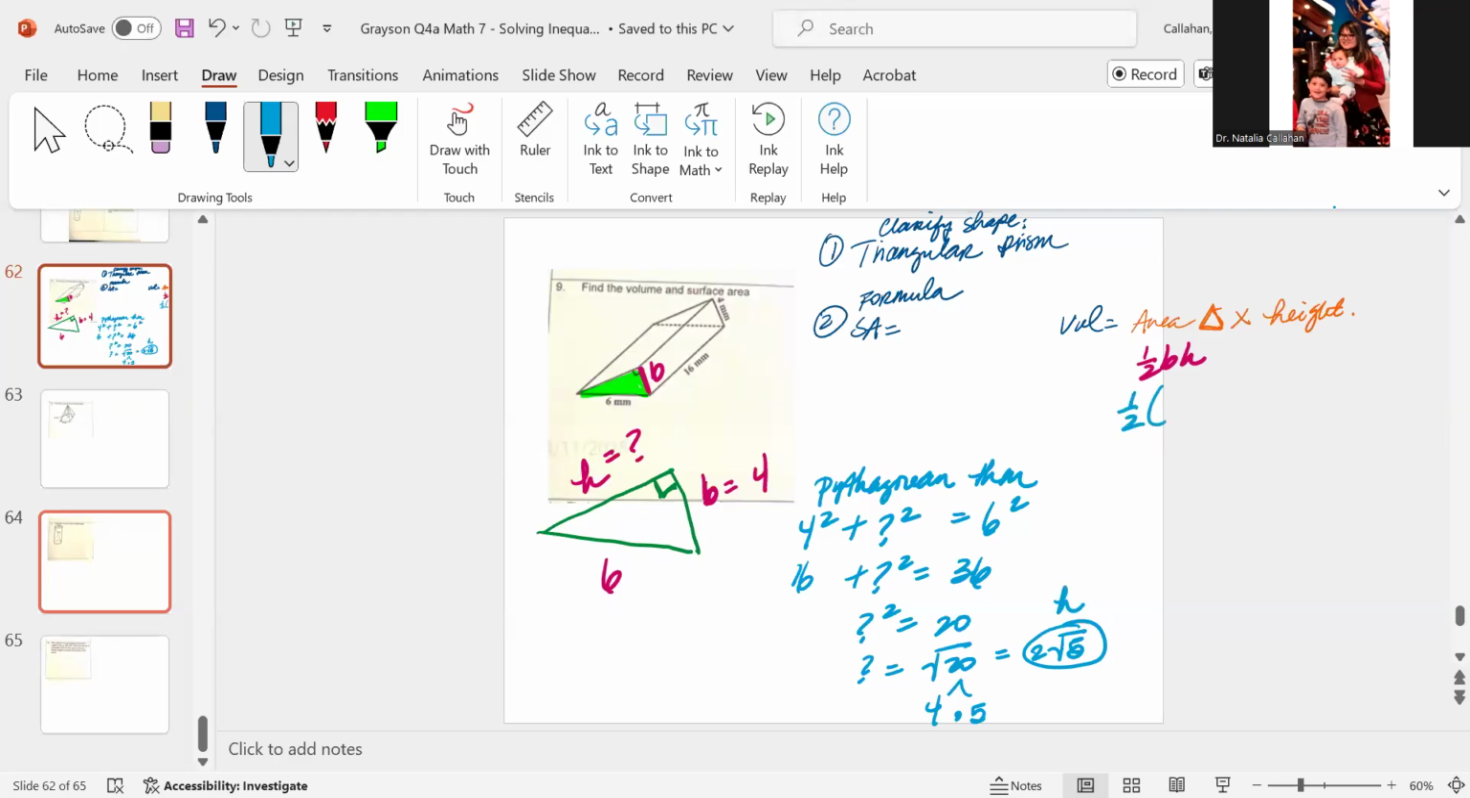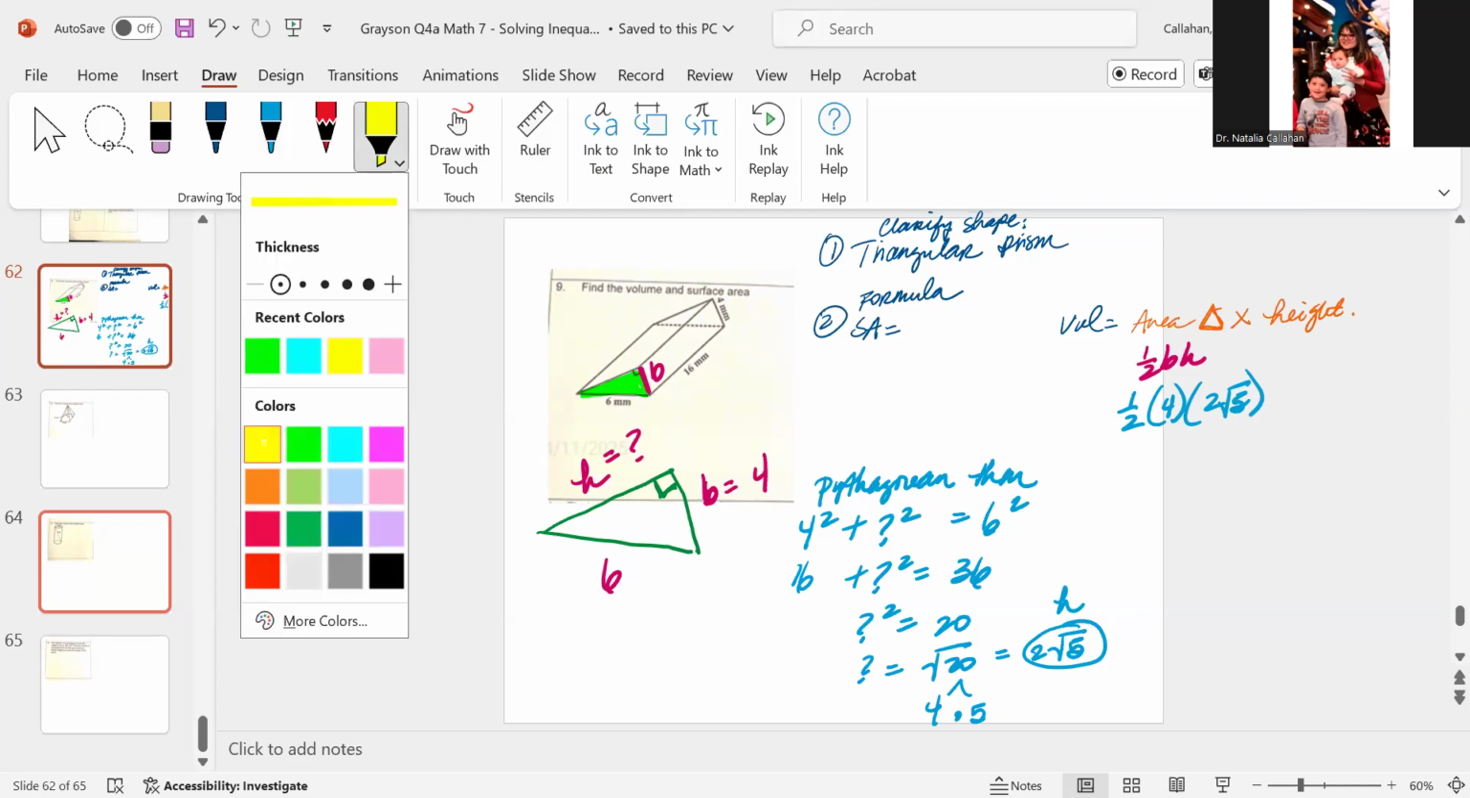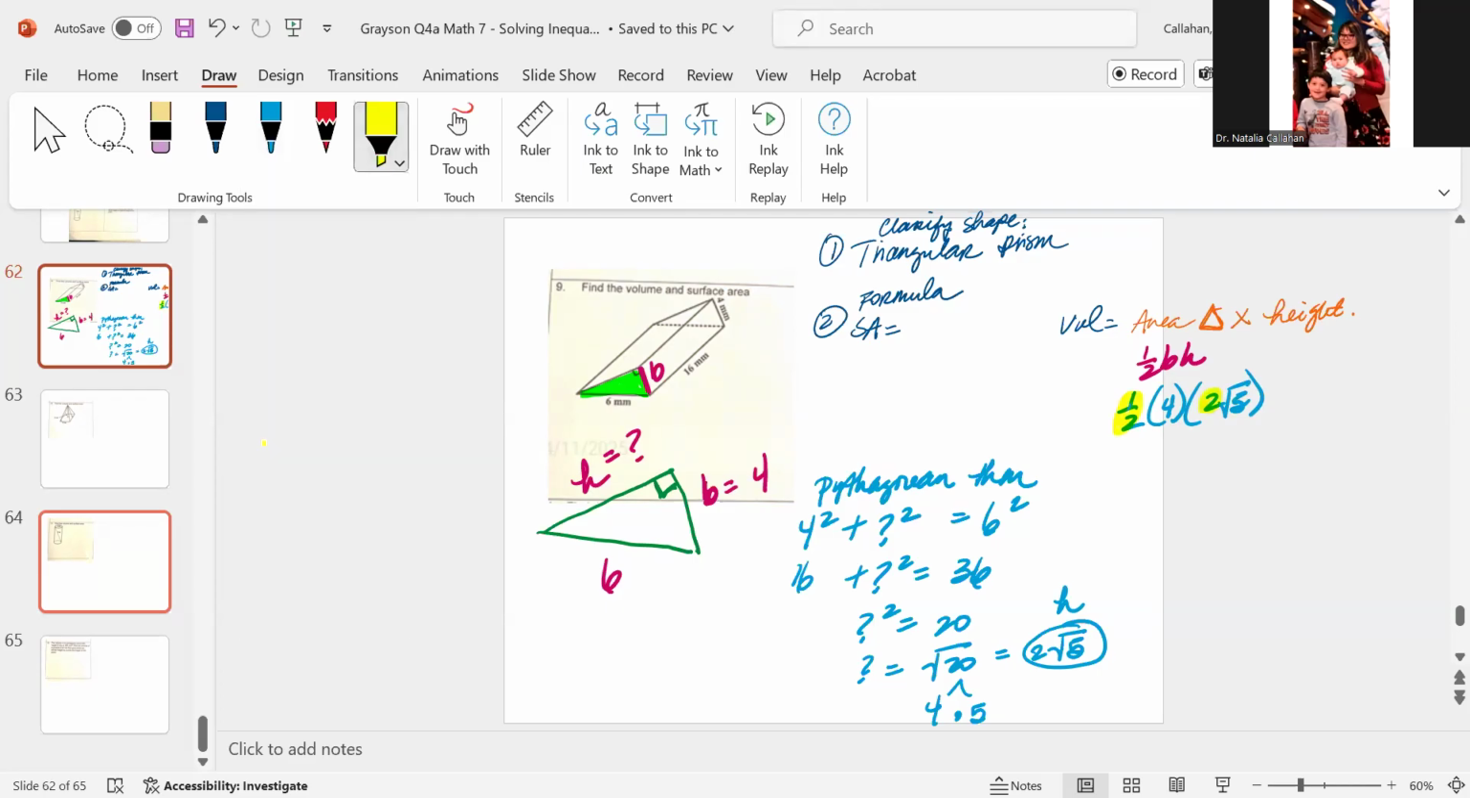One half base, which is going to be the 4, height, 2 square root 5. Do you see how this one half and this 2 just cancel? That's gone, right? So then it's just 4 square root 5. That is going to be your area of the triangle, right? Times height. Height is not the height of the triangle. This is the height of the prism. So what is the height of the prism?